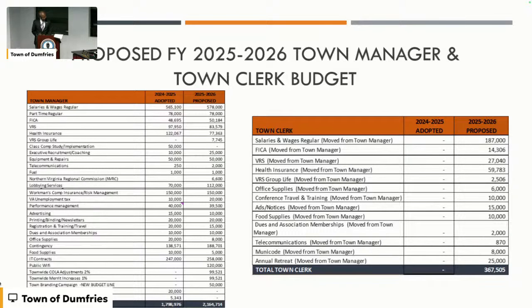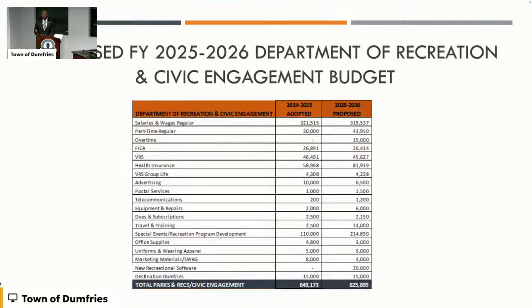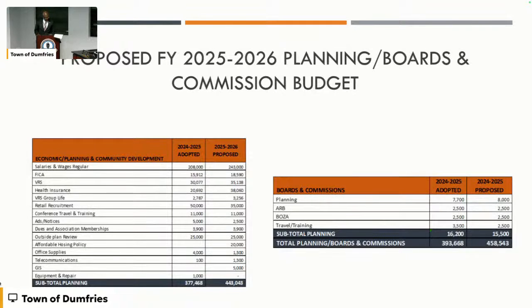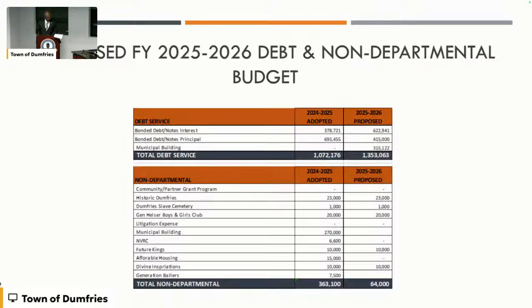Economic planning and community development is at 459,000. Police is at 3.3 million, and public works is at 1.5. We've also added another overtime line in the Public Works Department to also better suit the department. Our debt service is about 1.4 million, and our non-departmental budget is about 64K.